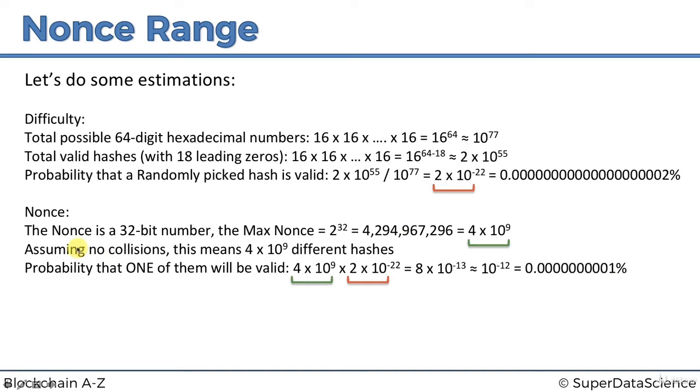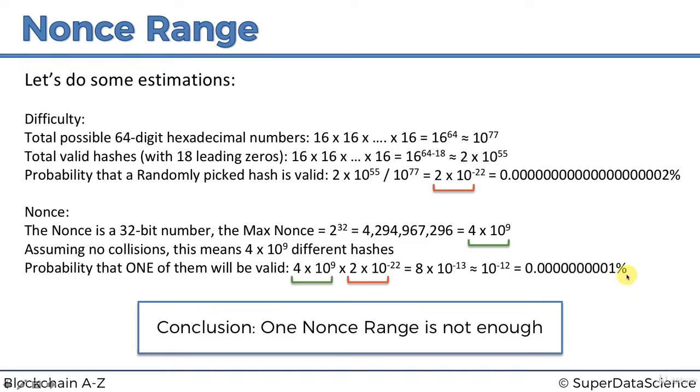So basically, even if we go through the whole range of the nonce from 0 to 4 billion and something, this is still the likelihood that we will find a solution to our cryptographic puzzle. So the conclusion here is that one nonce range is not enough. Even if you go through the whole nonce, you are still very unlikely to find the golden nonce.